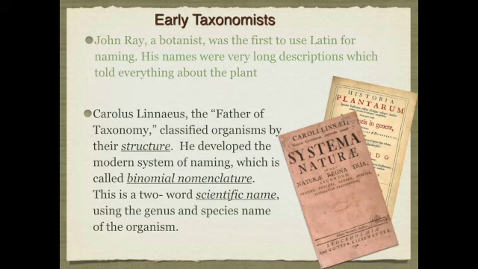Now, the two-word naming system of binomial nomenclature is called the scientific name. This includes the genus and the species name of the organism. These two names are the most specific.